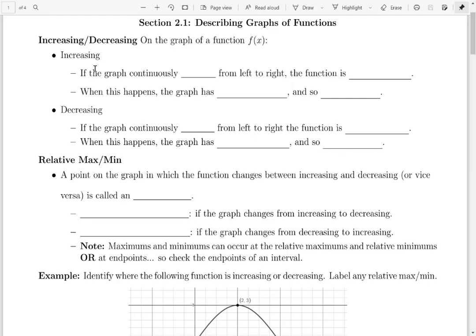Section 2.1, Describing Graphs of Functions. What we want to be able to do is use the derivative now as a tool to assist us in describing or recognizing what functions look like in general.